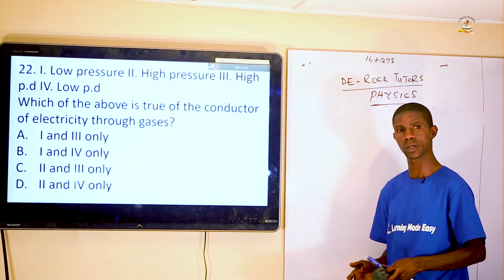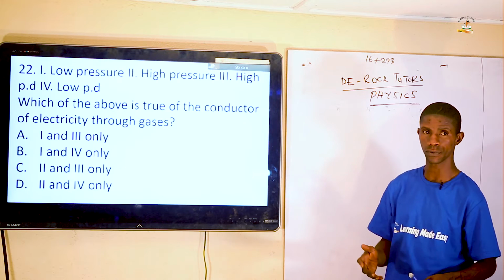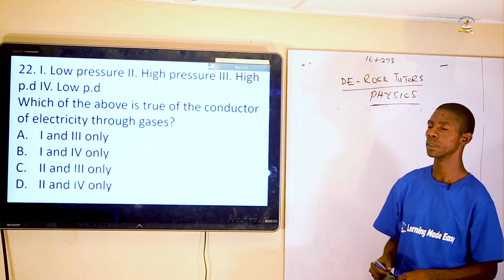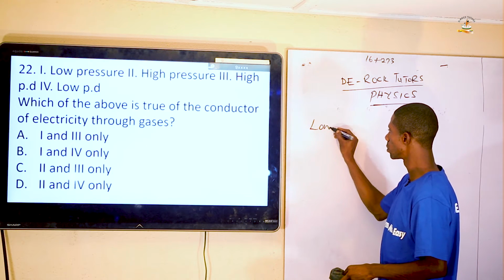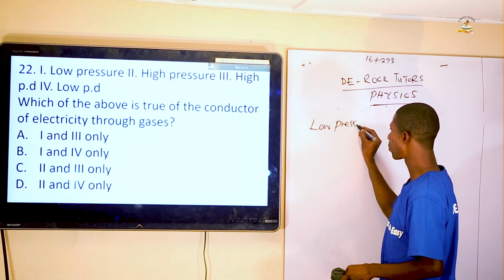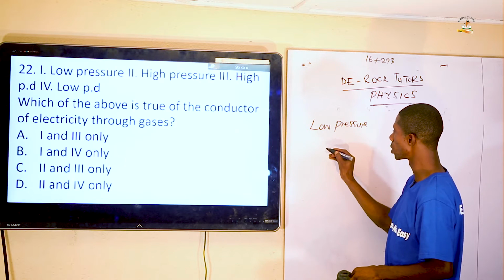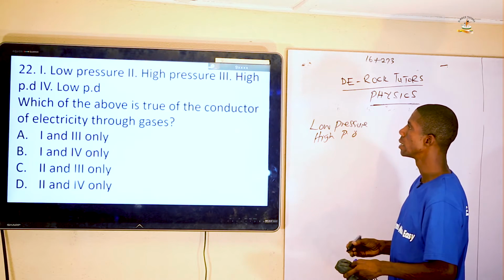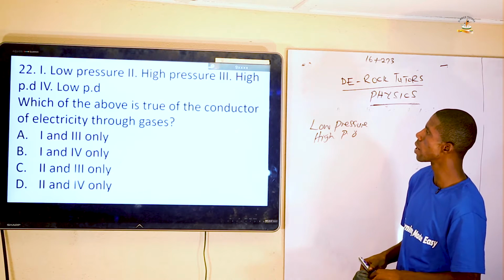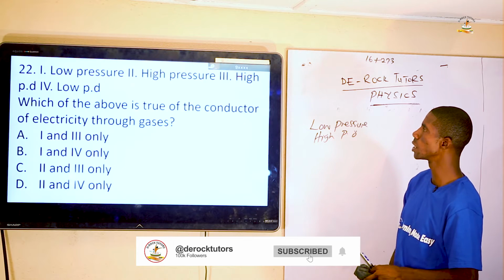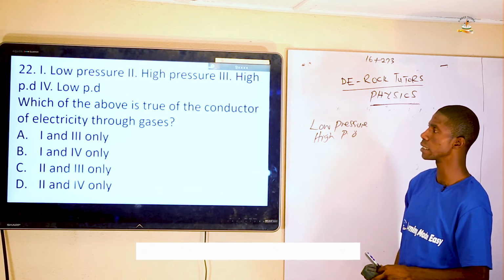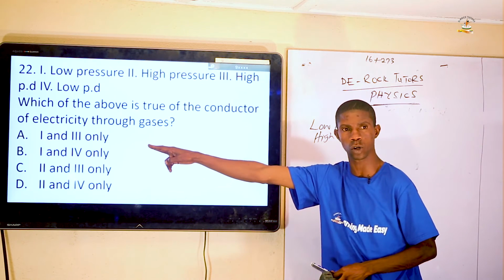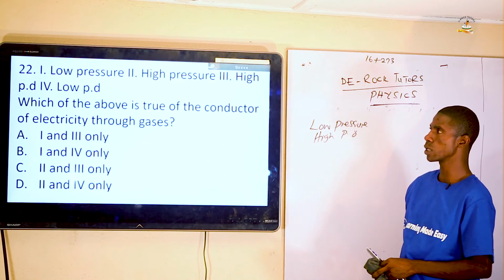For a gas to be able to conduct electricity, we need low pressure and likewise high potential difference. Low pressure and what? High potential difference. So in that case, we have 1, low pressure, and 3, which is high potential difference. So 1 and 3 is the answer to that question, which we have as option A. So we'll go to the next question.